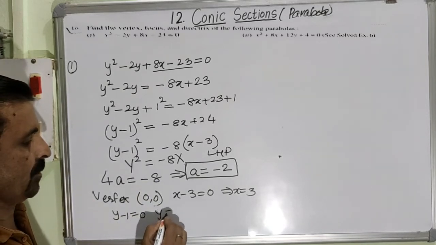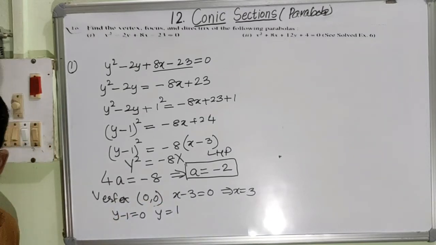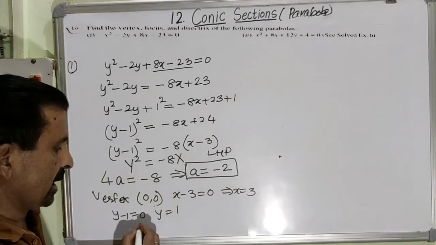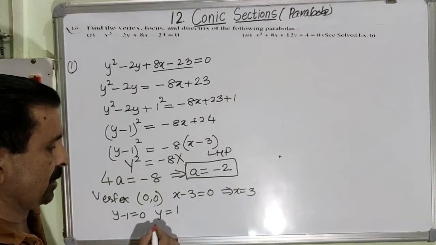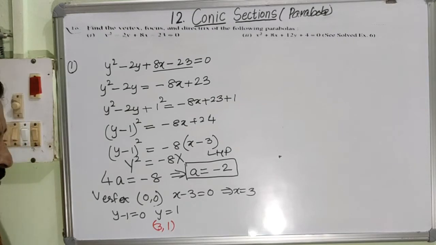and therefore your y is equal to 1, and therefore the coordinate of the vertex we got is, with the red color I will write so that it will make you more clear. The coordinate of the vertex we got, x value is equal to 3 and y value we got as equal to 1. Hope the image is clear.